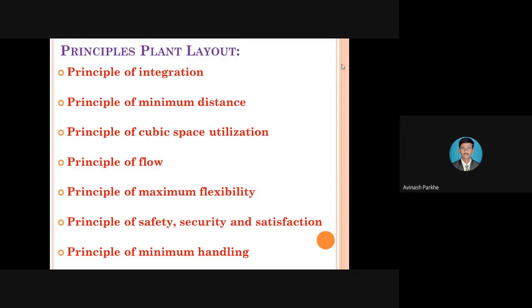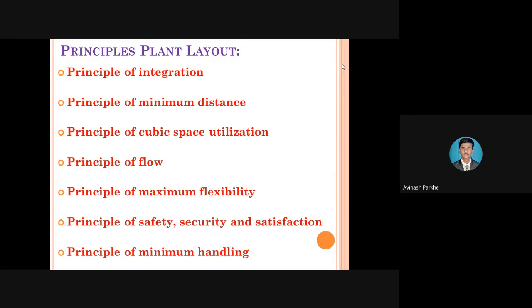Therefore, there should be proper utilization, or proper integration, between the man, machine, and the material in order to get the optimum utilization of all the resources, due to which you will increase your productivity. Therefore, this is the first principle, which is related to the proper utilization of man, machine, and material.